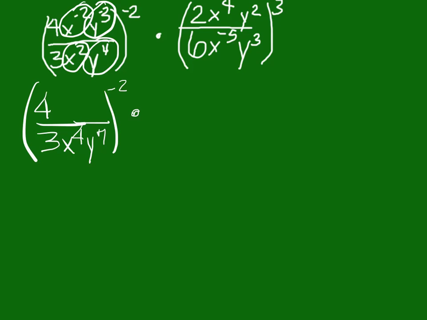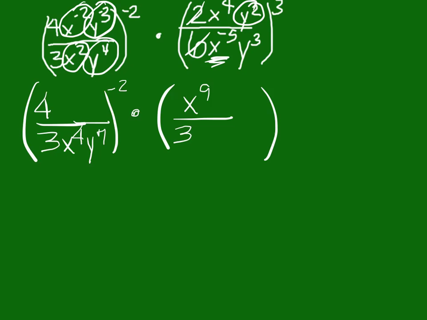And on this side, you have 2 over 6. Reduce that to a 3 on the bottom. X to the 4th is on the top, and this x to the negative 5th here goes with it. So that's x to the 9th. And your y's will cancel out to just a y on the bottom. So maybe that's less work to do, and I'll accept that as work on homework.